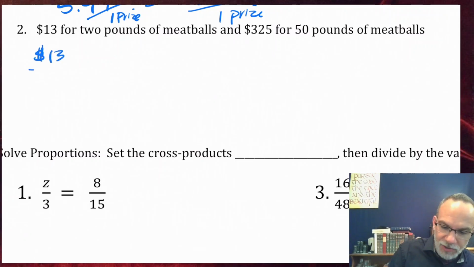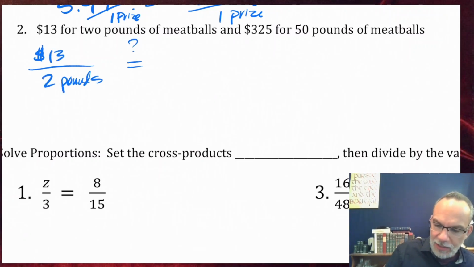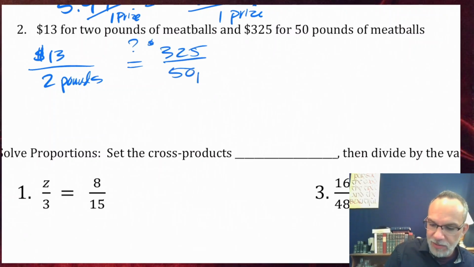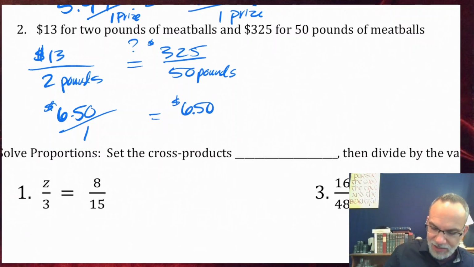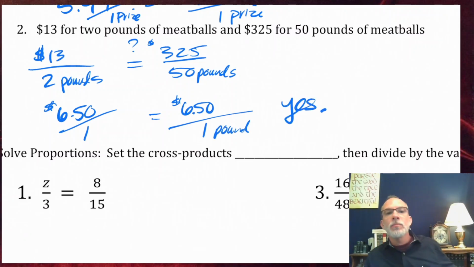$13 for 2 pounds. And is that the same thing? I don't know. I'm asking $325 for 50 pounds. All right, so 13 divided by 2 equals 6.5, $6.50 for 1 pound. Well, what's 325 now divided by 50? Oh my goodness. $6.50 for 1 pound. So yes, these are proportions.